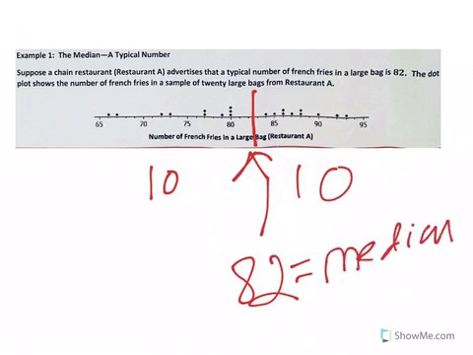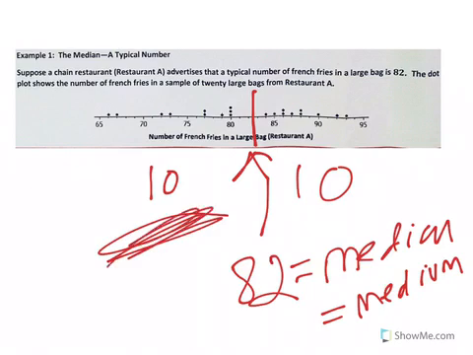My little trick to remember which one is which is, I think about it as medium. Like medium is kind of right in the middle. 82 is the medium number. It's the median number. It's right in the middle of the data set. So you have the same number of points on the left and the same number of points on the right. So the same number of points that are larger, the same number of points that are smaller. So 82 is exactly in the middle.